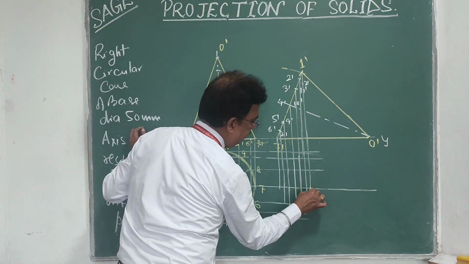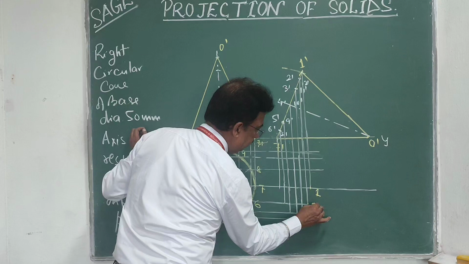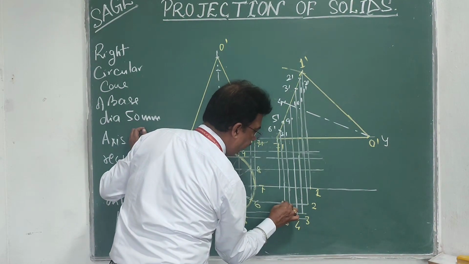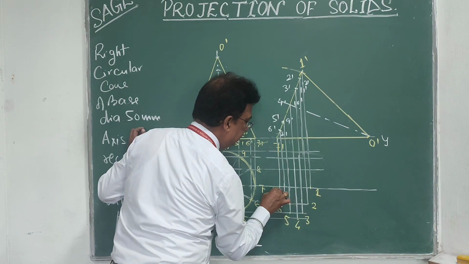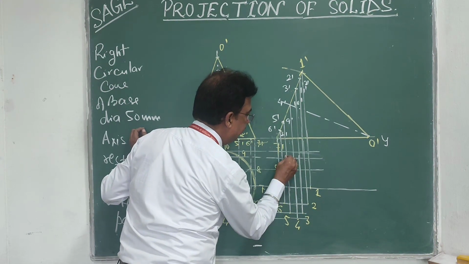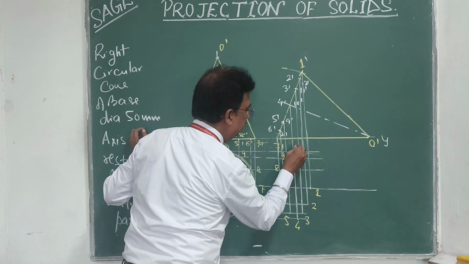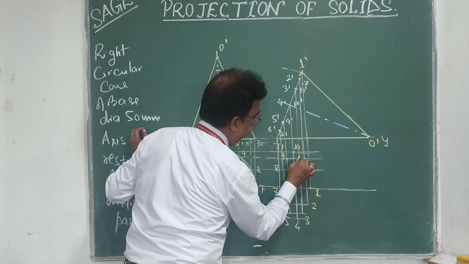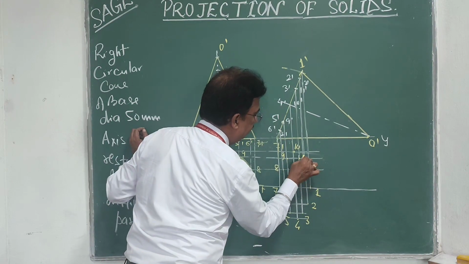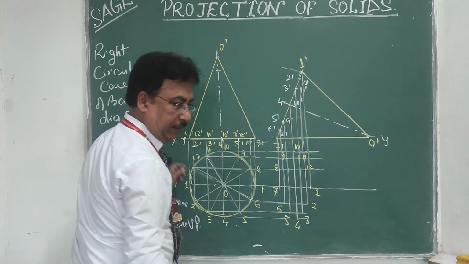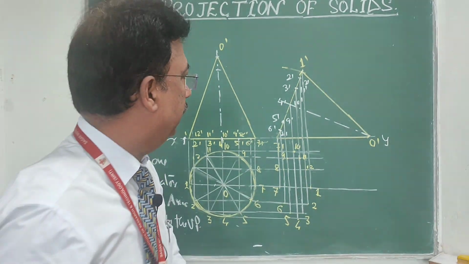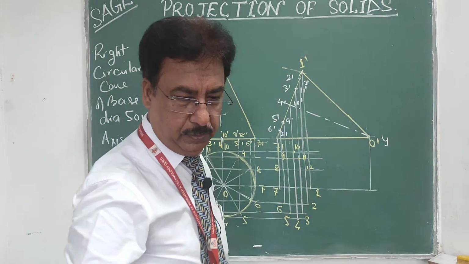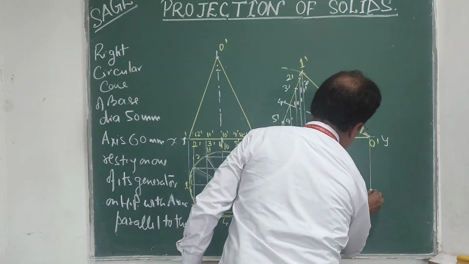Now the 1 will be shifted in the opposite direction. So this is 1, this is 2, 3, 4, 5, 6, 7, then 8, 9, 10, 11 and 12. And finally from O dash drop a perpendicular, so that will be point O.